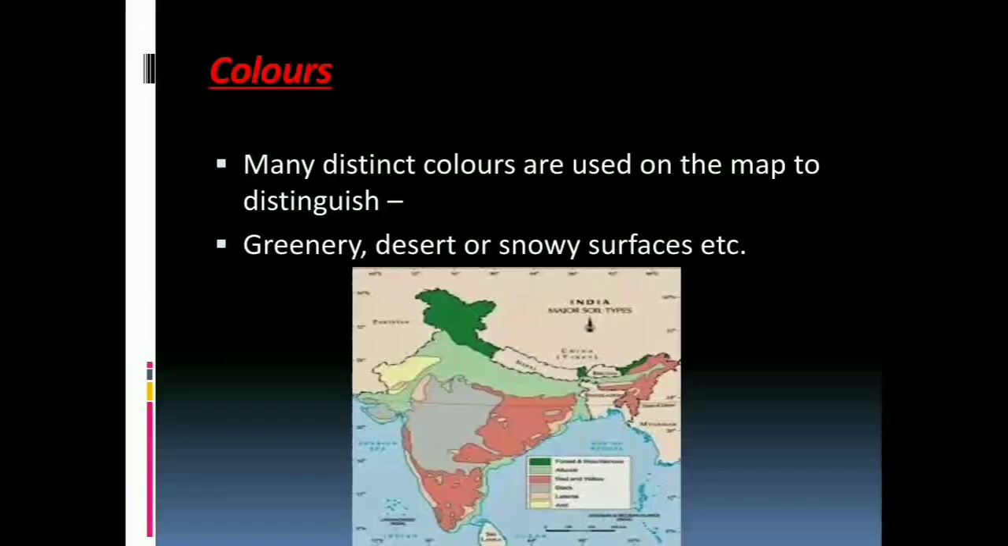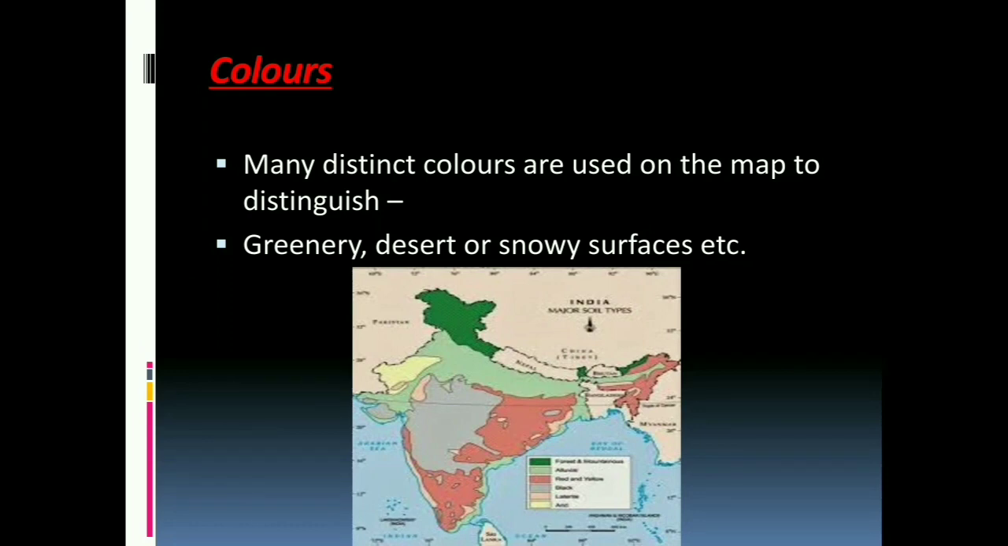Now we come to the next: colors. Many distinct colors are used on the map to distinguish greenery, desert, or snowy surfaces, etc. In the physical map of India, you can see the various colors used in the legend for the same. For example, for water bodies, blue color is used and brown is used for mountains.